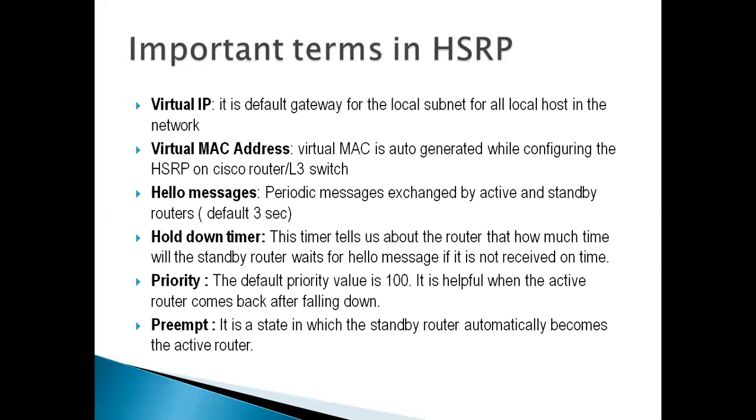Once the active router fails, the IP will be shifted to the standby router. It shifts that IP to the router, and that router becomes the active, because a standby router is always sending hello packets every 3 seconds. 3 seconds is the default timer for sending hello messages. And if it finds the failure of the active router, then it takes the responsibility and becomes the active router. Then the virtual IP is part of the active router.